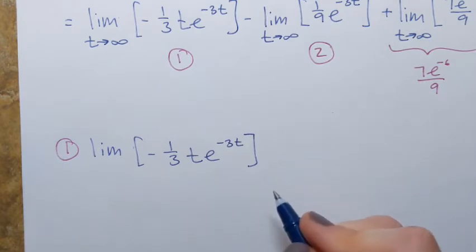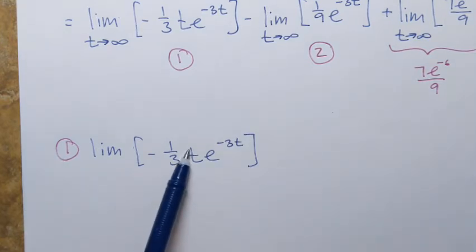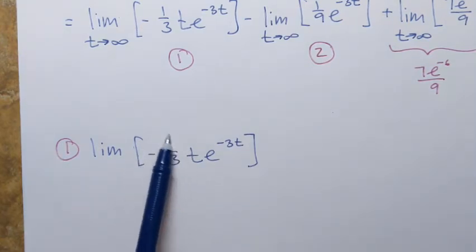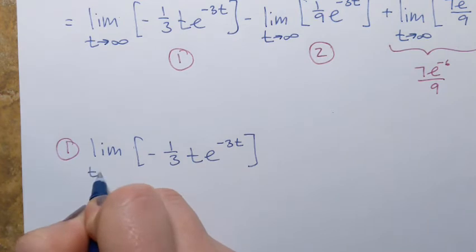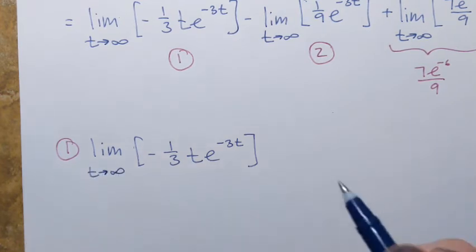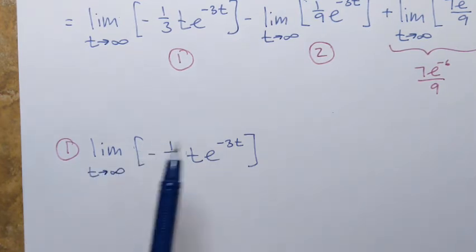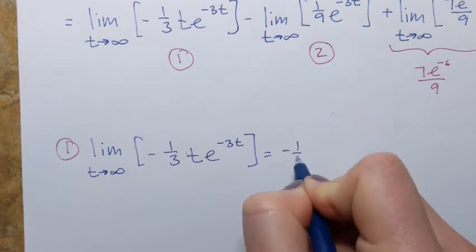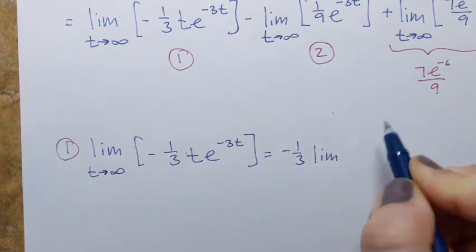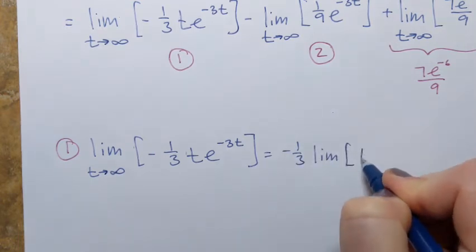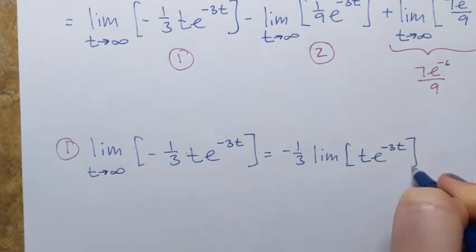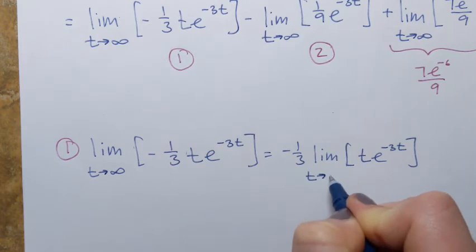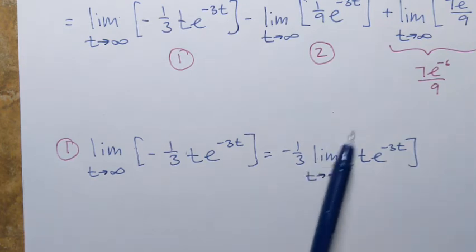Now, according to the laws of limits, the coefficient or constant by which a function is multiplied can be placed in front of the limit. I forgot the limit itself. So negative 1/3 can be placed in the front. Negative 1/3 limit of t e to the power negative 3t as t goes to infinity. Now, how do I evaluate this?